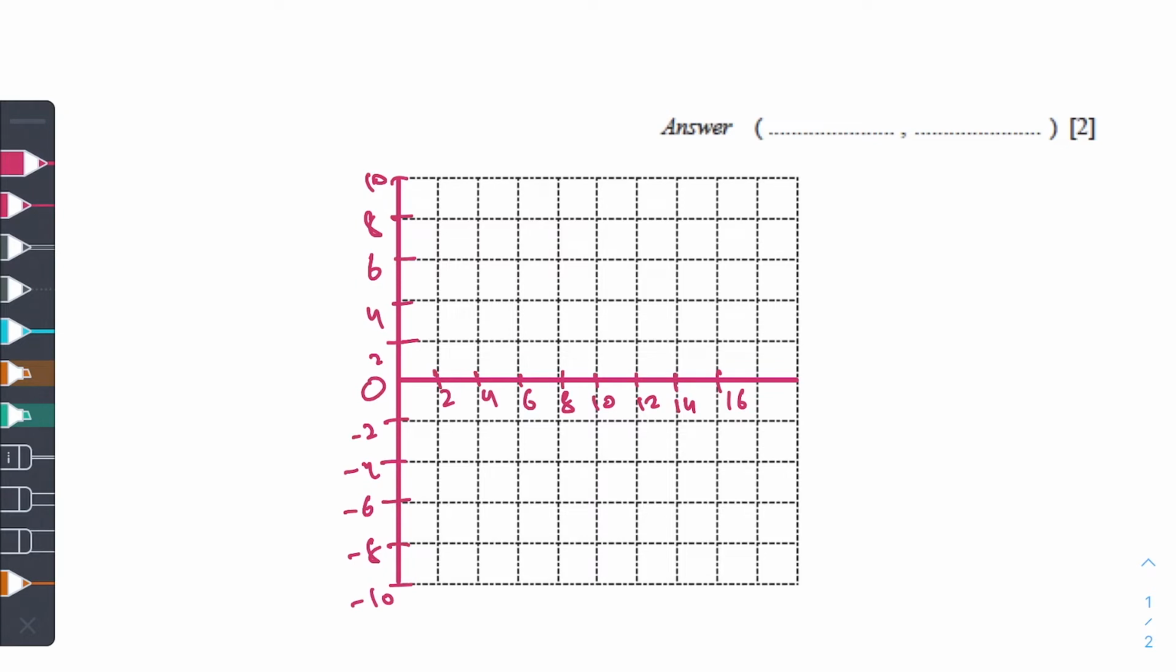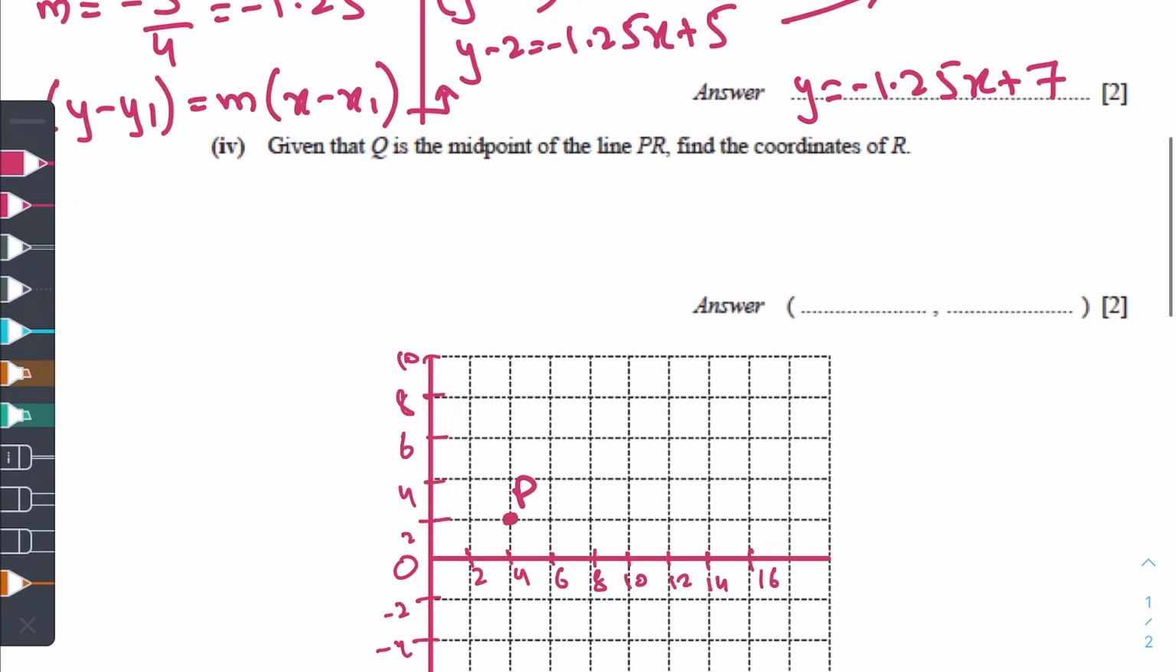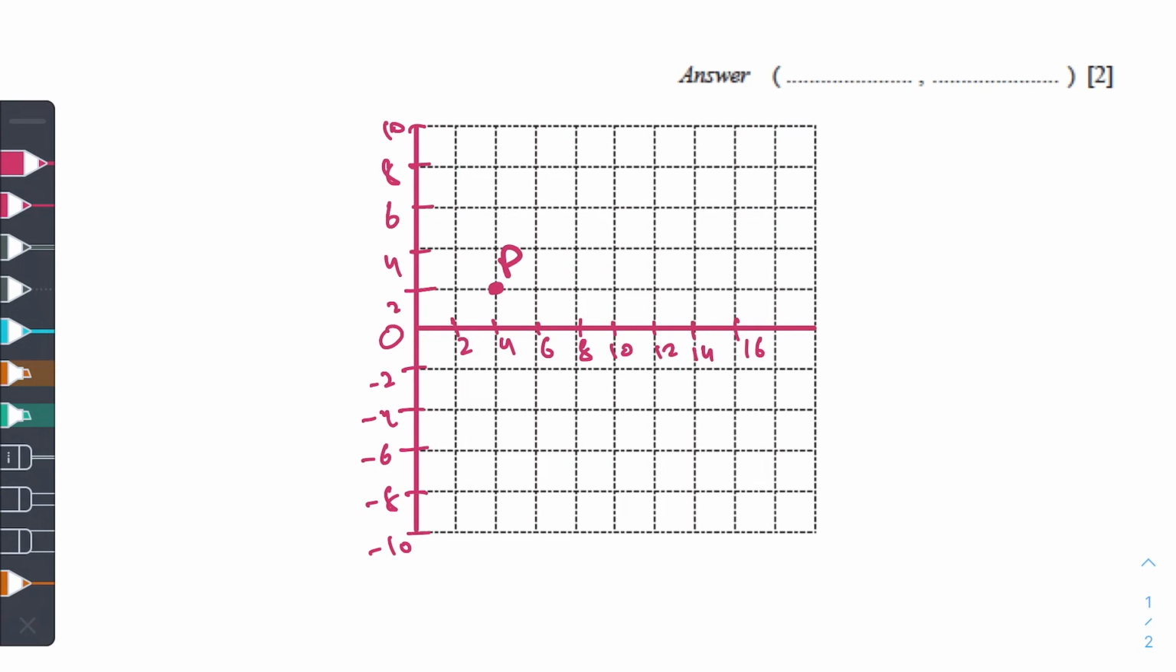P is the point (4, 2), so this is point P over here. And Q is the point, let's see the coordinates of Q, (8, -3). (8, -3) is going to be over here. So this is Q. Now, in order to move from P to Q, you would need to move 4 units to the right and 5 units down. So 4 units to the right and 5 units down.